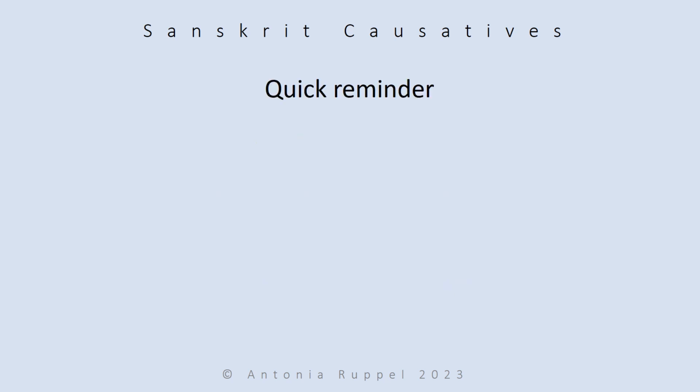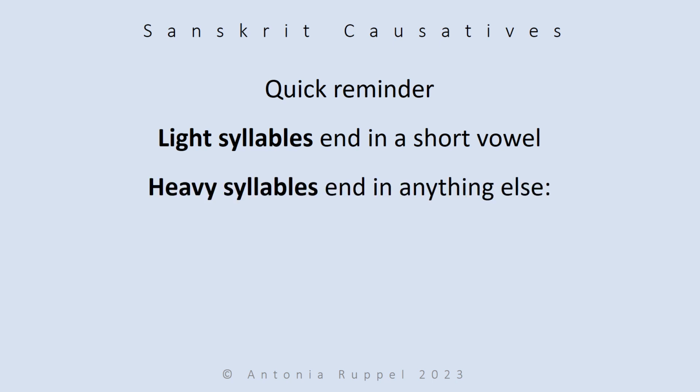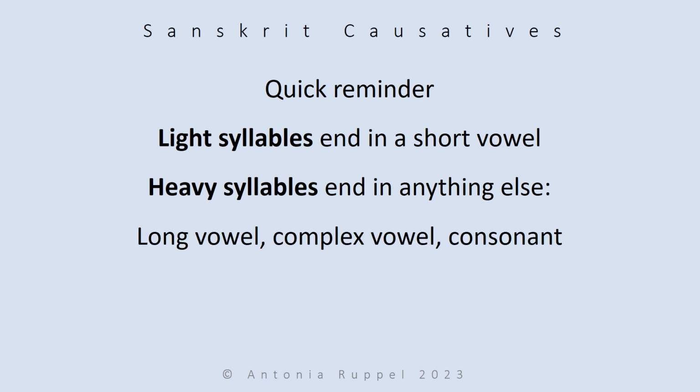Also, another quick reminder, in Sanskrit we have light and heavy syllables. Light syllables end in a short vowel. Heavy syllables end in anything else. So a long vowel, a complex vowel, e, ai, o, au, or a consonant. And again, if you want to read up on that a little more, take a look at chapter 2a in the Cambridge Intro to Sanskrit.